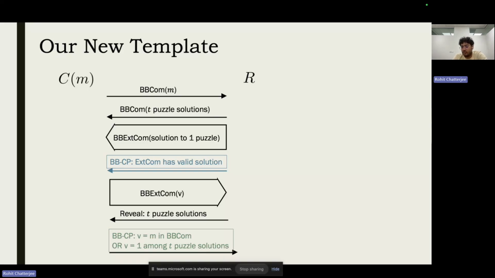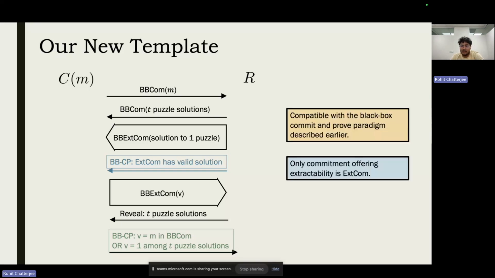So now we do not have proofs of knowledge directly, but you're sort of using extractable commitments and a proof together to get essentially the same functionality. And this is compatible with black box commit and prove, and really the only extractability is coming from EXT-COM. So you're not using any standard non-black box tools. So you can instantiate this protocol in the black box manner. And all of these things are constant rounds. So our new black box protocol is also going to be constant rounds, which we wanted before.